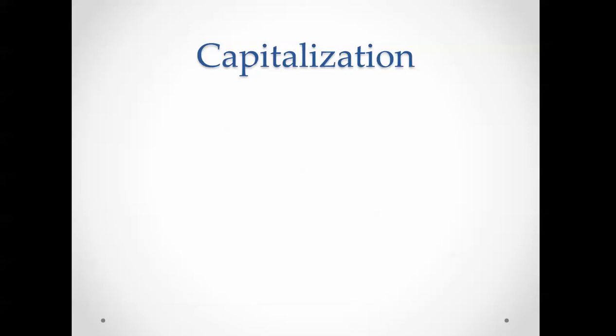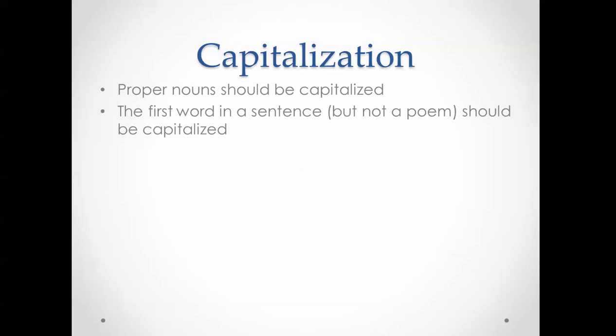Let's move on to capitalization. Of course, Japanese doesn't have capitalization. Japanese never have to think about that. But if you're romanizing and you're writing in English, you do have to consider it. So here are the rules. Proper nouns, people's names, place names, should be capitalized, just as they are in English. Likewise, the first word in a sentence, like in English, should be capitalized.